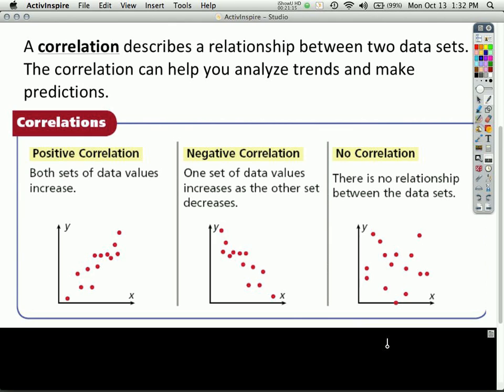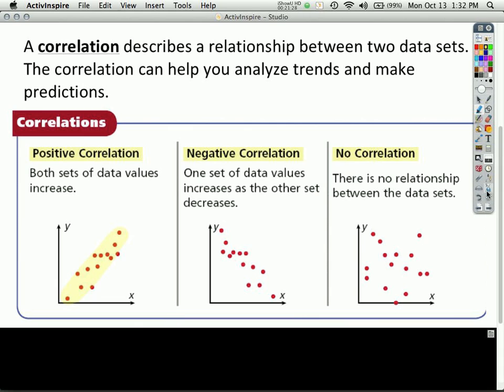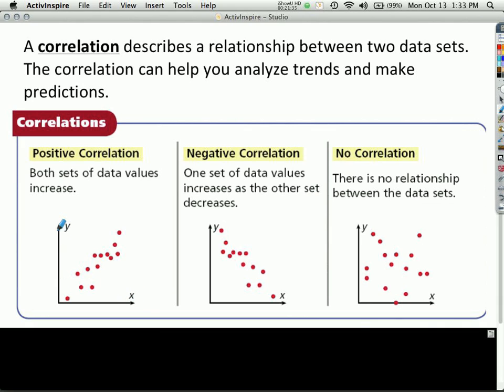And so when you look at this graph and you look at the data, they seem to be moving in a similar fashion. As we move further to the right this way, we move further up the y-axis. That's what happens when you see this trend. That is called a positive correlation. As one value goes up, the other value goes up.